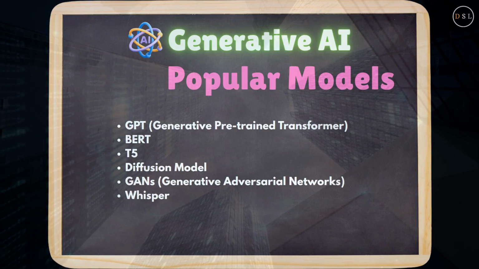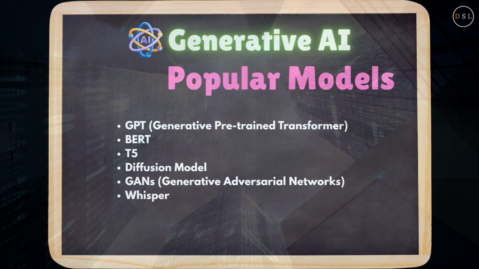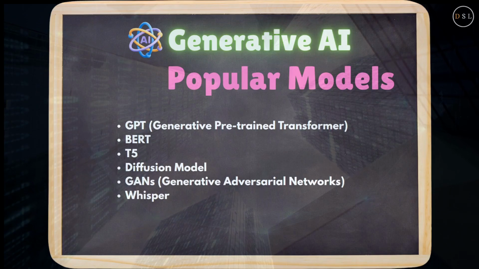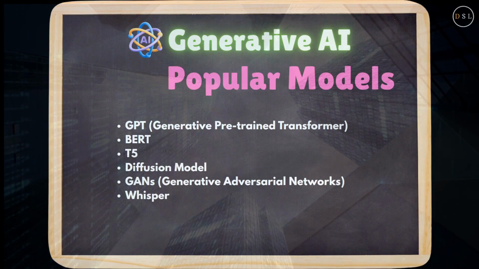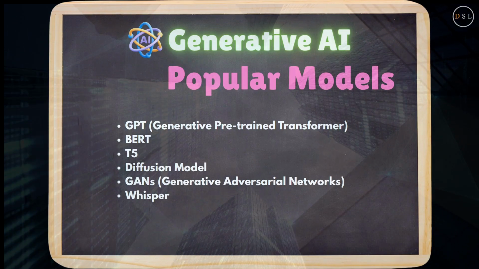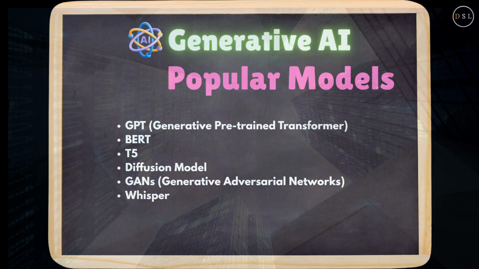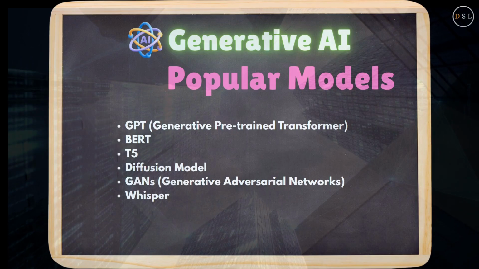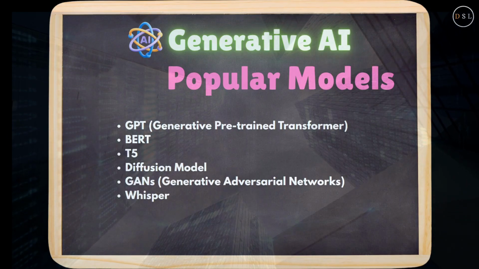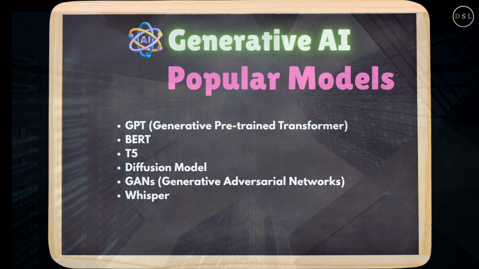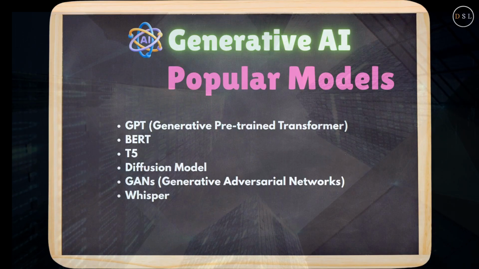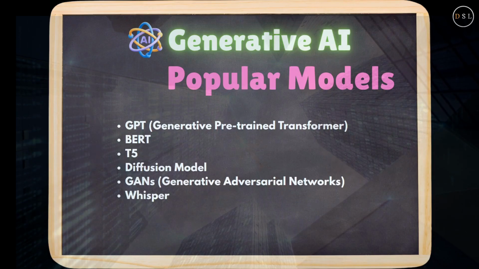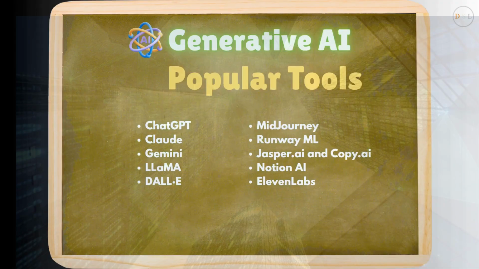So, to summarize, GPT generates the text, while BERT understands the text. T5 performs text to text tasks, while diffusion generates the images. GAN is used for realistic media creation. And at last, we had Whisper, which is used for converting speech into text. These models are the real intelligence behind today's AI revolution. And every AI tool that you see is simply built on top of one or more of these models.